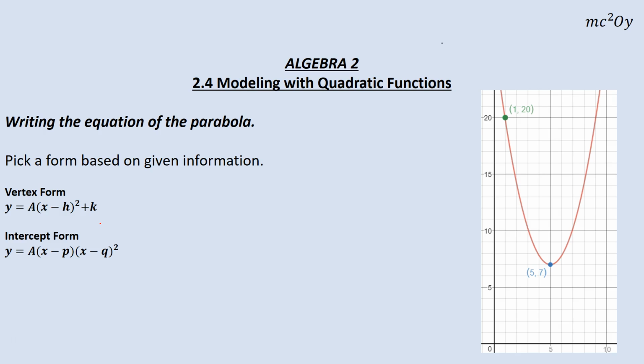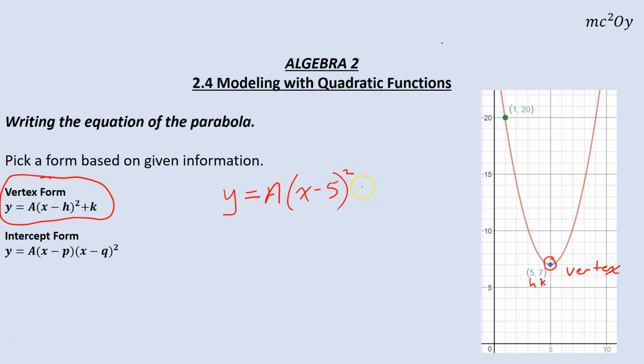So when I look at this graph over here, I note that they give me the minimum, which happens to be my vertex. That vertex has an x value, which we call h, and a y value, which we call k, so our (h, k). So I am going to choose vertex form here, and I can write that equation: y equals a times the quantity x minus 5, that's my h, quantity squared, plus k, or 7.